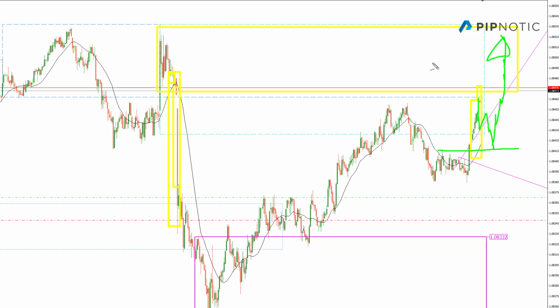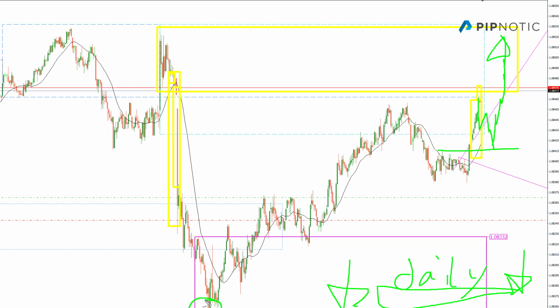I'm guessing a little bit higher, because down here at the bottom we've got some daily demand somewhere, which you can't see on this chart. It's down here. This is where price is poking into it.